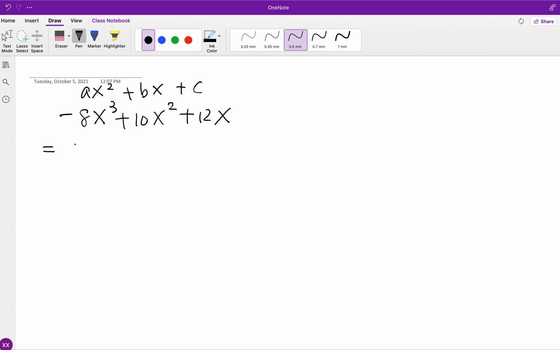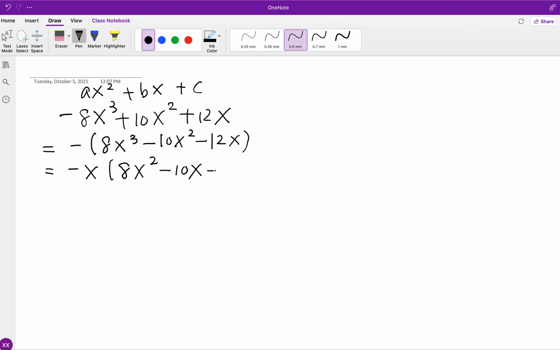First, get the negative out. So then we have 8, and change the sign. Next thing is factor the x out. Power 3 becomes power of 2, power 2 becomes power of 1, and power 1 becomes power of 0. Zero power means there's just a 1 here, multiplied by 1.